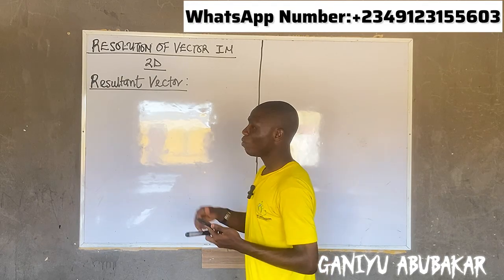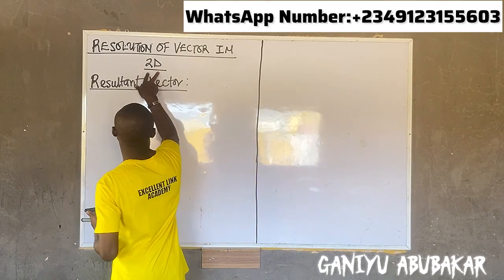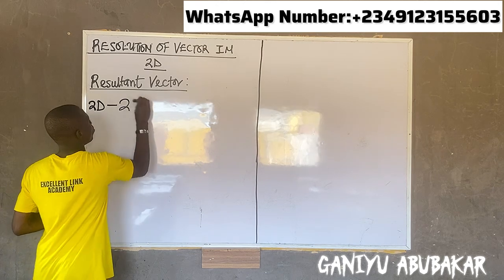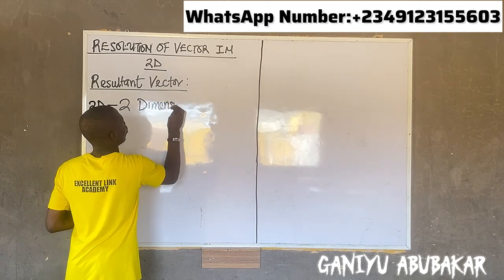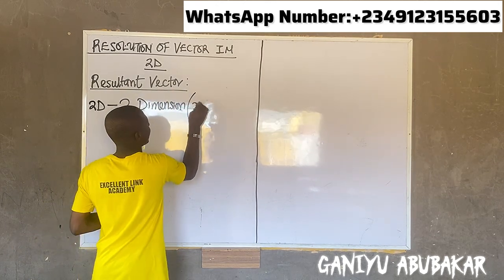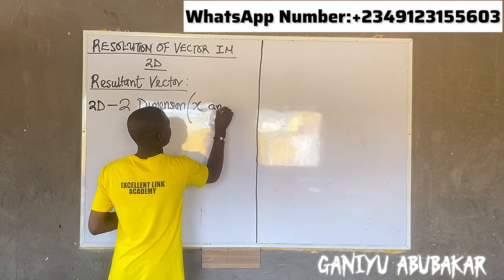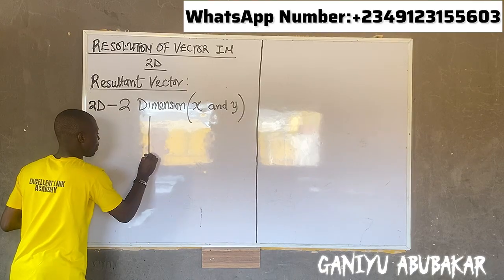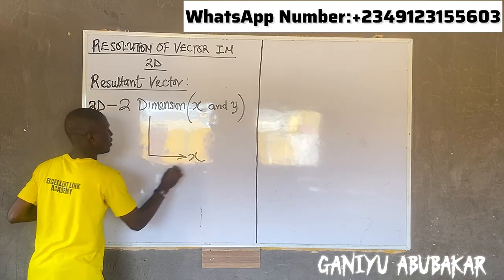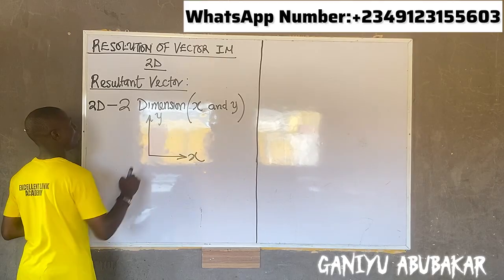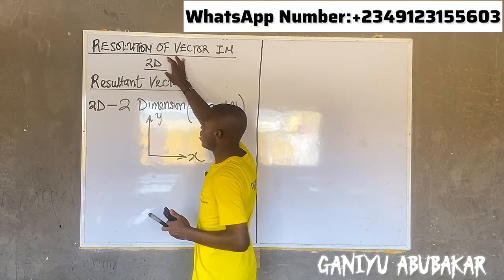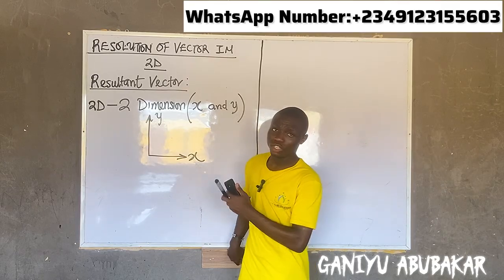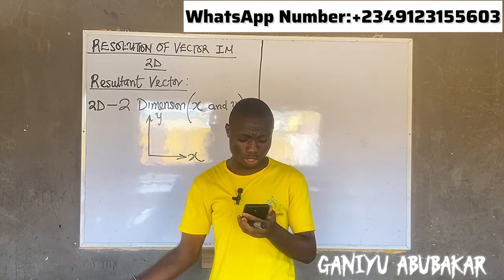The word 2D here means two dimension. And the dimension we're considering here is the x and y coordinates. If I have a graph this way, this is the x and the y coordinate. So I'm saying this 2D refers to the y and the x in this form, right? This is basically the concept behind the 2D of a thing.